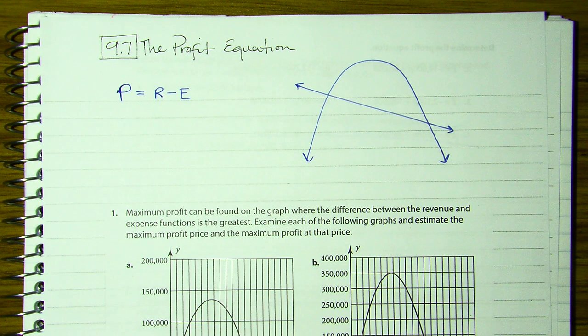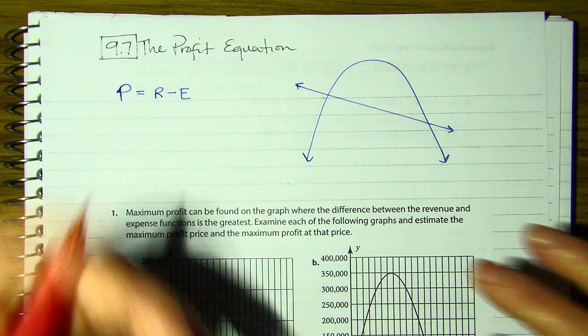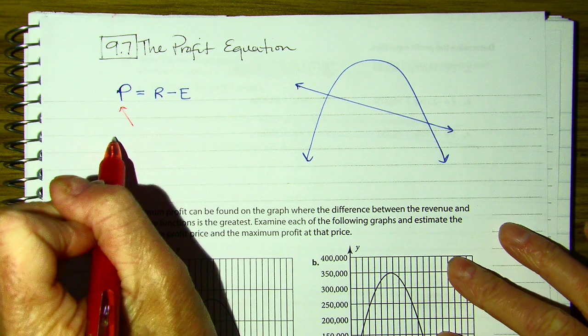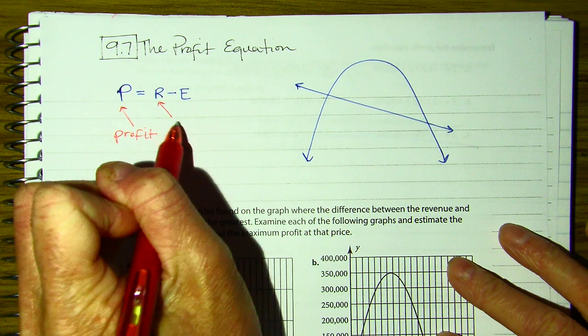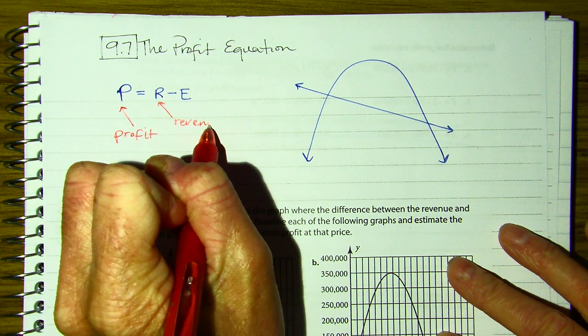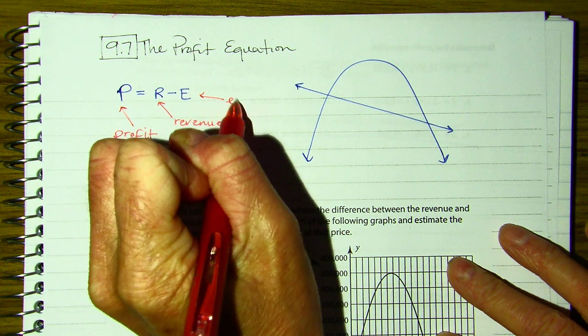Good morning, financial algebra. We're going to cover 9.7, the profit equation. And I have that equation written here. So P represents profit, R is our revenue, and E is our expenses.